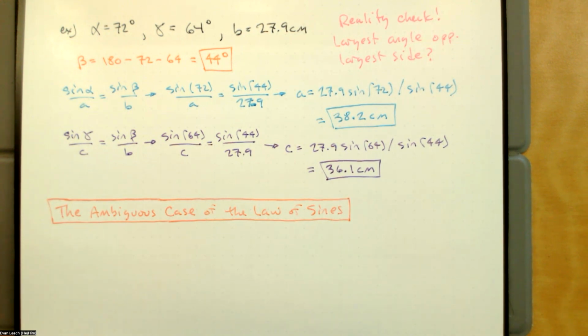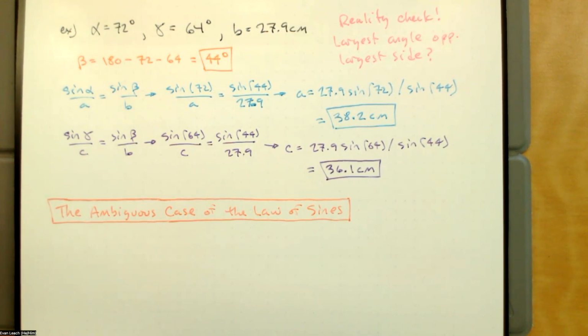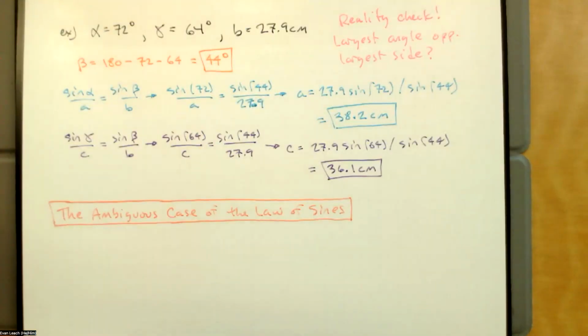Let's talk about the ambiguous case of the law of sines. The setup here is we're going to have a set of opposite information and another side. If we have a set of opposite information plus an angle, no trouble at all, because that's two angles, that's three angles. So the ambiguous case of the law of sines means we have a set of opposite information plus a side.